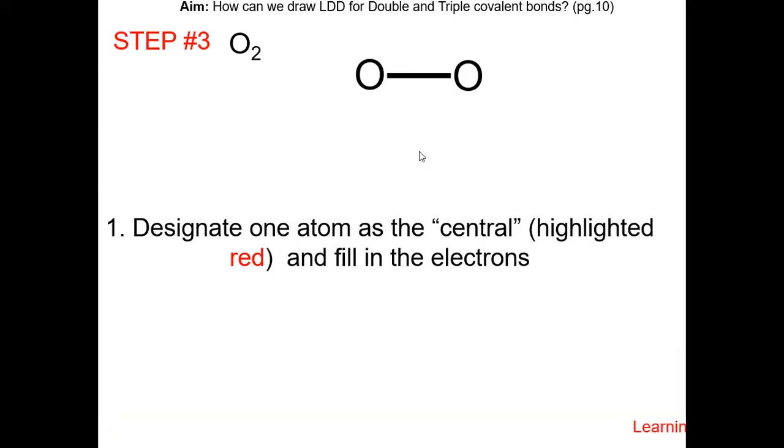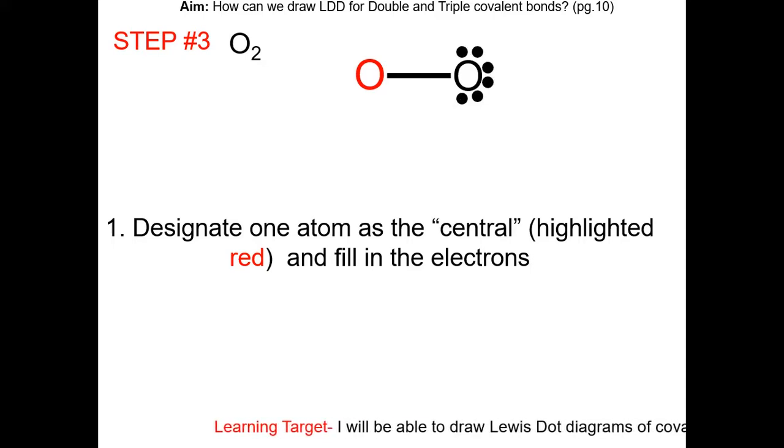In step 3, we're going to designate one of these oxygen atoms as central. I highlighted the central atom as red. Now we're going to fill in the electrons. So the non-central atom will get 6 valence electrons, and the leftover will go on the central. So since we added 6 in this step, we're now going to add the rest, which is 4 electrons, onto the central atom.